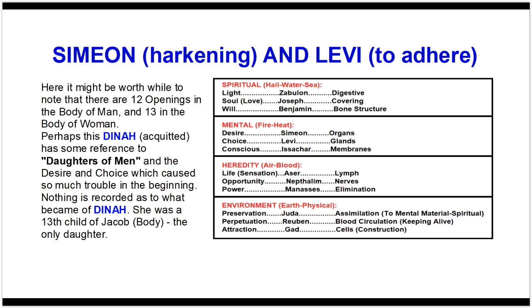Perhaps this Dinah, acquitted, has some reference to daughters of men, and the desire and choice which caused so much trouble in the beginning. Nothing is recorded as to what became of Dinah. She was a 13th child of Jacob, body, the only daughter.